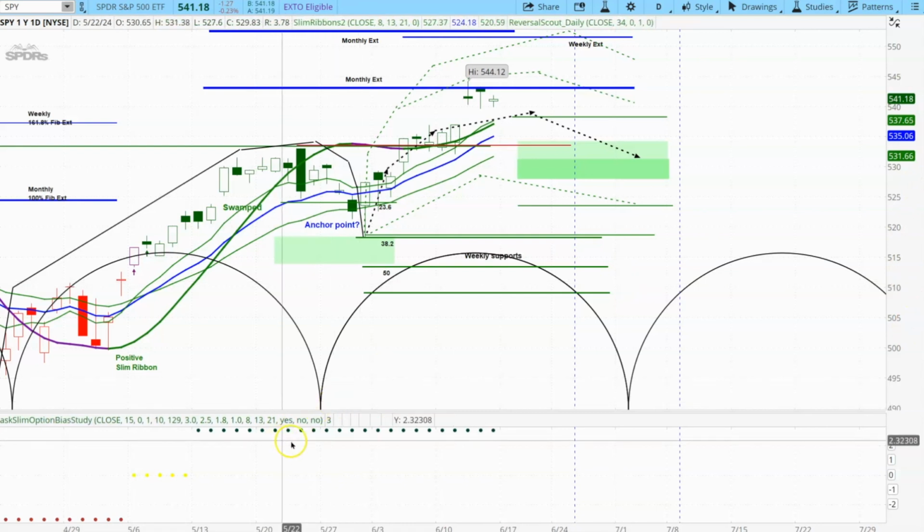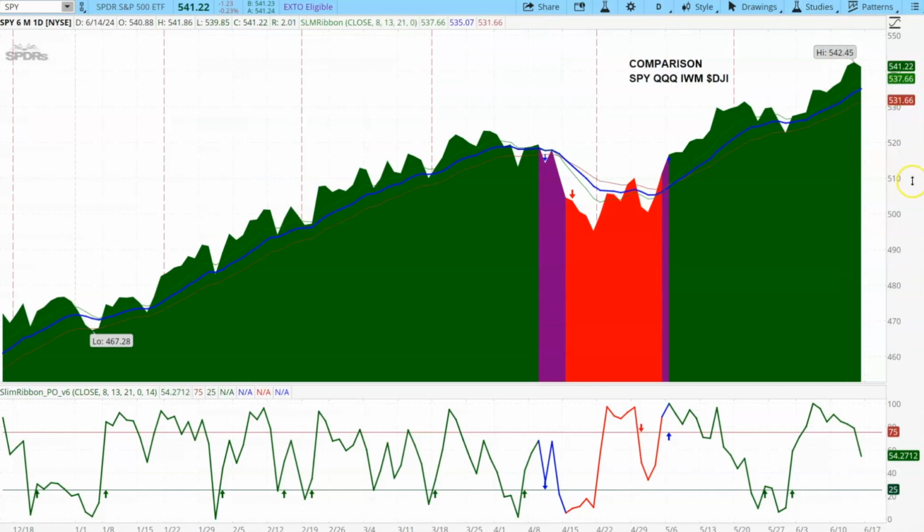And again, the option bias study, P3, is telling you the long side is the right side for the option positions in SPY. Now let's move over to a comparative chart we want to do. This is the SPY on a daily chart, but we're looking at it with the slim ribbon and an area chart on the slim ribbon, with the slim ribbon PO on the bottom.